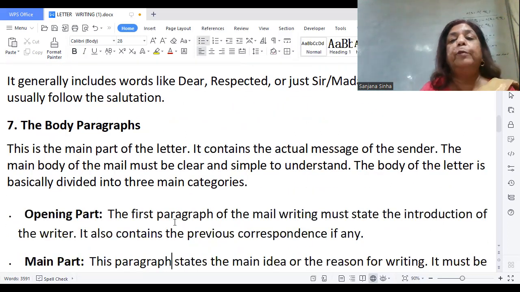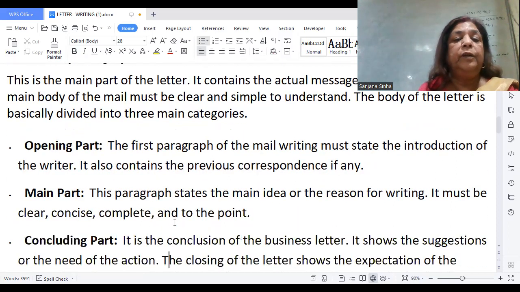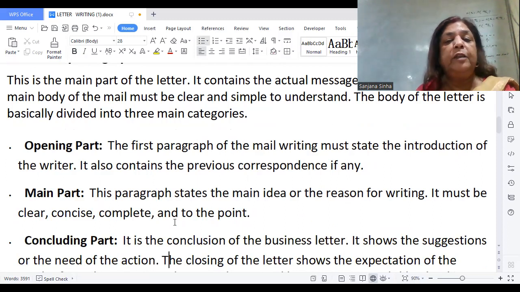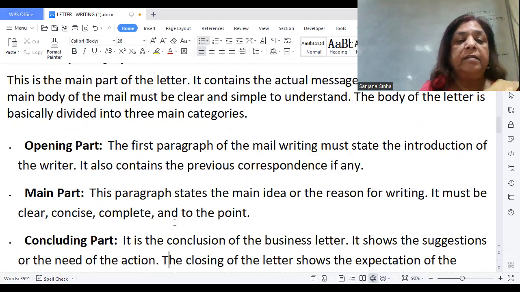Now, the body paragraphs. The seventh is the body paragraph. This is the main part of the letter. It contains the actual message of the sender. The main body of the letter must be clear and simple to understand. The body of the letter is basically divided into three main parts. The first is the opening part, wherein you introduce yourself and tell the recipient why you are writing this letter.